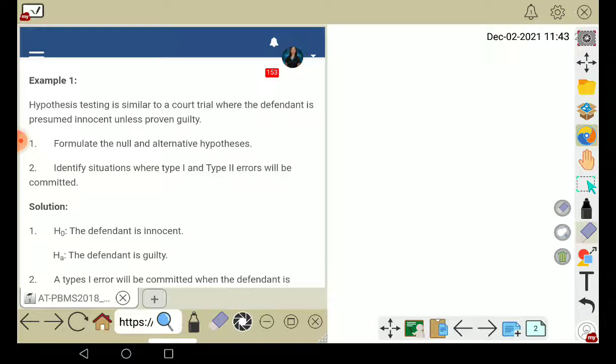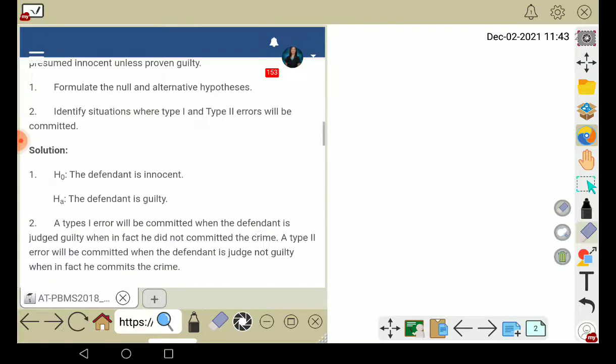That means your alternative statement is the defendant is guilty. So for number 2, the type 1 error will be committed when the defendant is judged guilty when in fact he did not commit any crime. A type 2 error will be committed when the defendant is judged not guilty when in fact he committed a crime. Do you get the point?